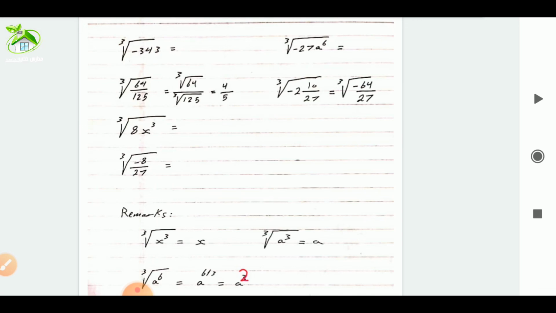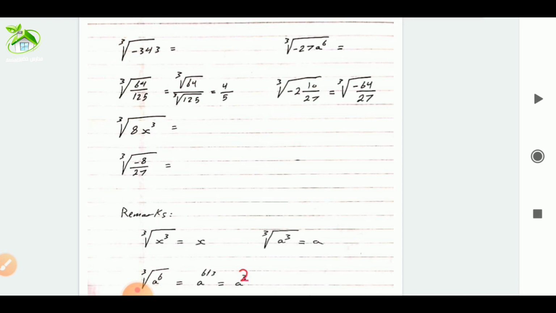The cube root of 64 over 125. First we get the cube root of 64, and then we get the cube root of 125. The result will be 4 over 5.